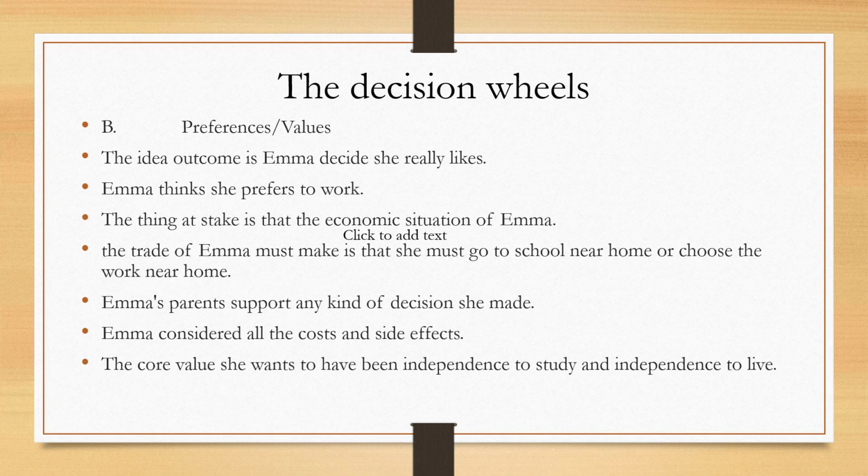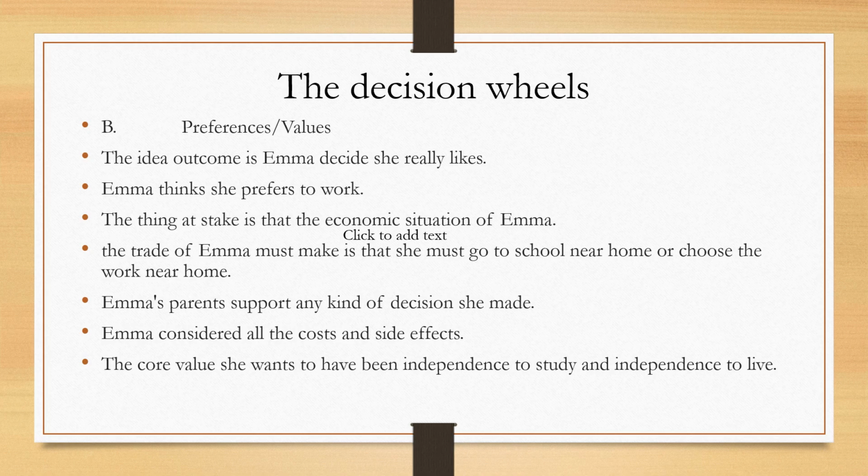In this situation, what is at stake is Emma's economic situation; she must have the ability to live or travel by herself. Her parents won't give her too much money. The trade-off Emma can make is that if she wants to live at home and get help from her parents, they can provide her one bedroom and feed her for free. The problem is that she must then go to school near home or choose to work near home. This is the trade-off Emma must make.